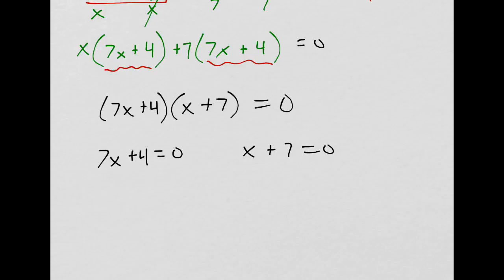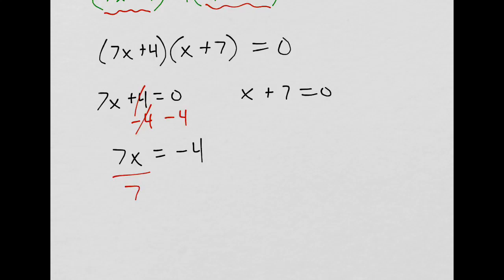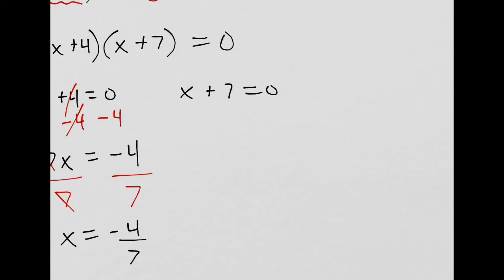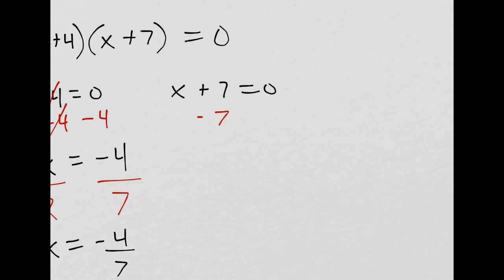Now I'm going to solve for x. That would be by subtracting 4 from both sides. That cancels out to 0 when I'm adding or subtracting. 7x equals negative 4. And then divide by 7. x equals negative 4 over 7. Or if I just subtract 7 on this one, I just get x equals negative 7.